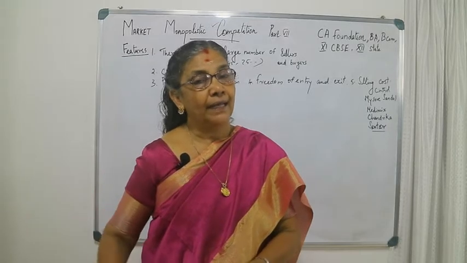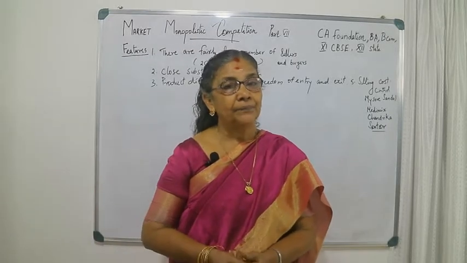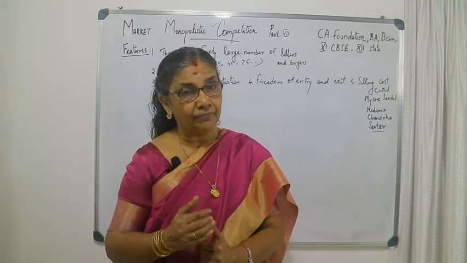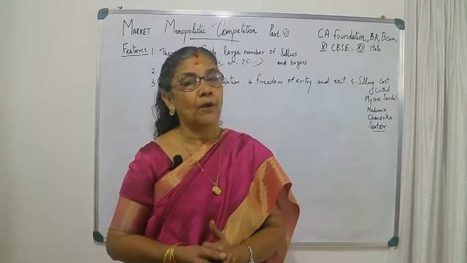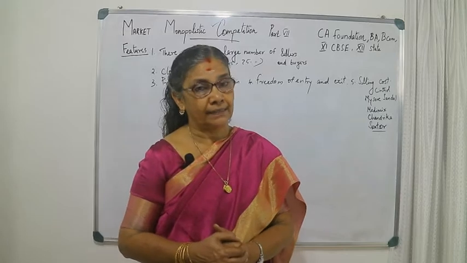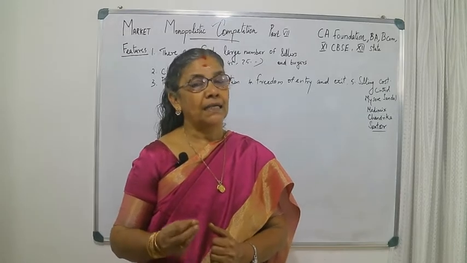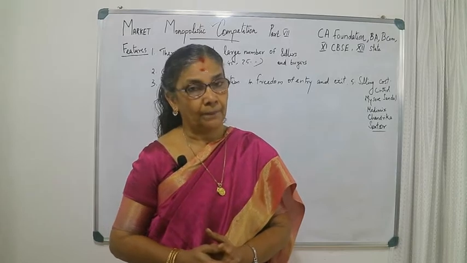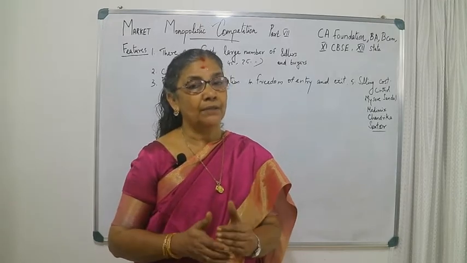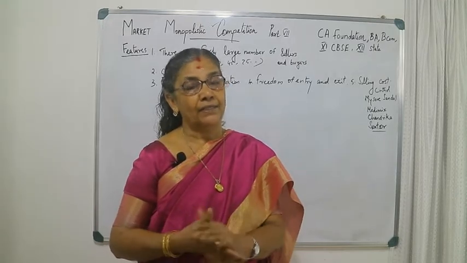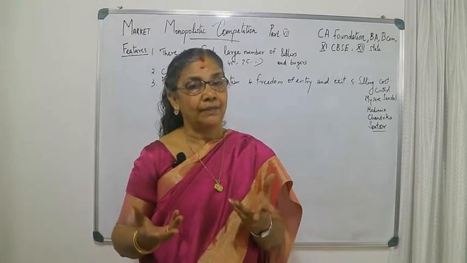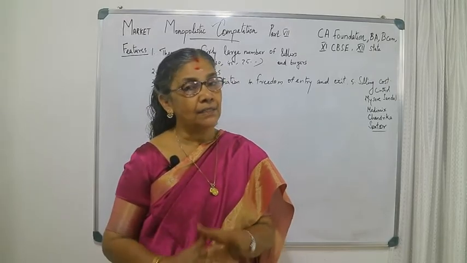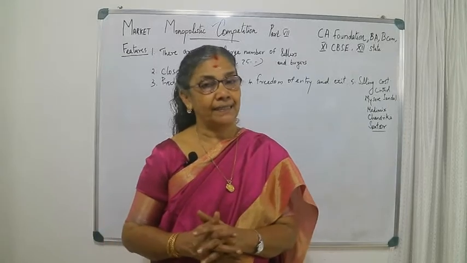Freedom of entry, like perfect competition: in the long run, if a firm is making abnormal profit, new firms will enter the industry and start to produce that commodity because of the abnormal profit. If they are incurring loss, some of the firms will leave that industry.